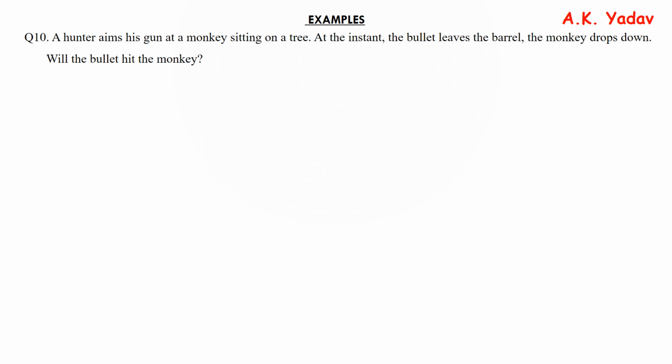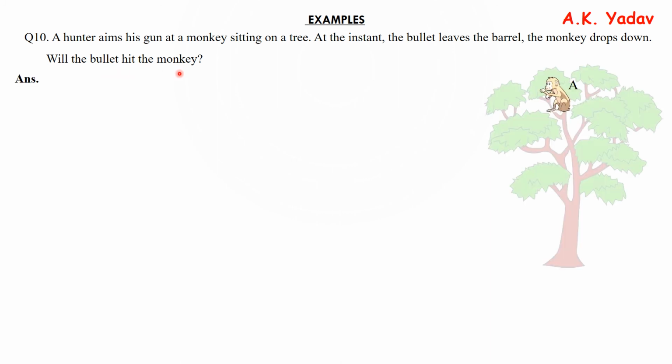A hunter aims his gun at a monkey sitting on a tree. At the instant the bullet leaves the barrel, the monkey drops down. Will the bullet hit the monkey? Interesting question. So let us visualize it. Monkey at position A. Okay, he fired, the monkey came down. We need to find whether the bullet hits the monkey or not.